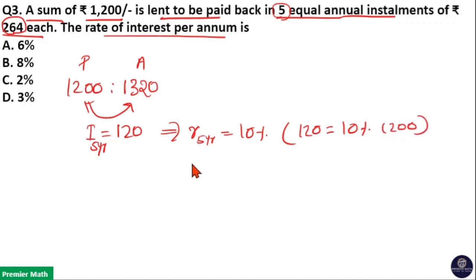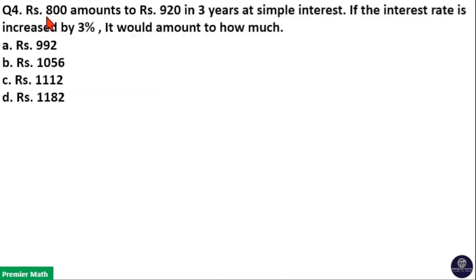Now the rate for 1 year, that is the annual interest rate, is equal to 10% by 5, which is equal to 2%. So option C is your answer. Rupees 800 amounts to rupees 920 in 3 years at simple interest. If the interest rate is increased by 3%, it would amount to how much? Here, we don't have to find out the current rate.